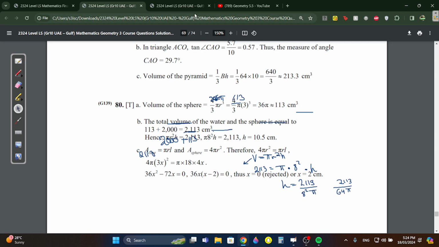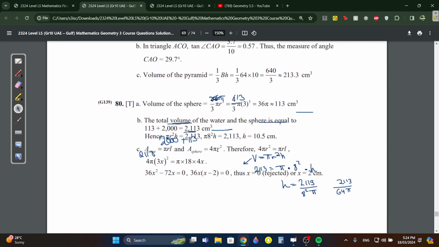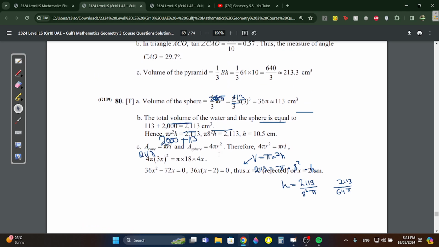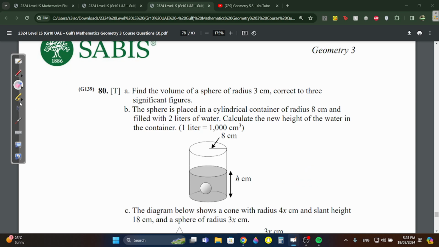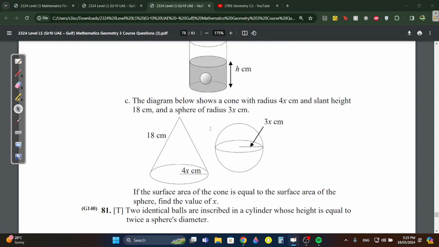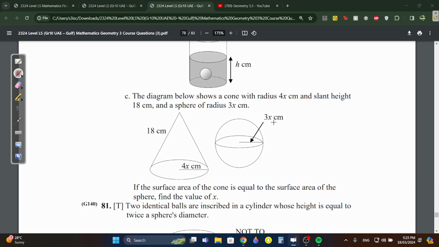They got 10.5. I think because they used 36, no, it should be 10.5. Yeah, you should get 10.5. Oh, wait, 3 significant figures? Yeah, 10.5. Why am I saying 10.51? 10.5. Part C: the diagram below shows a cone with radius 4x centimeters and slant height 18.